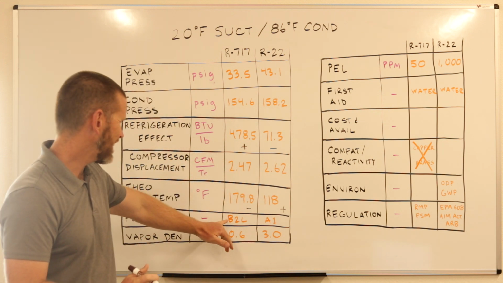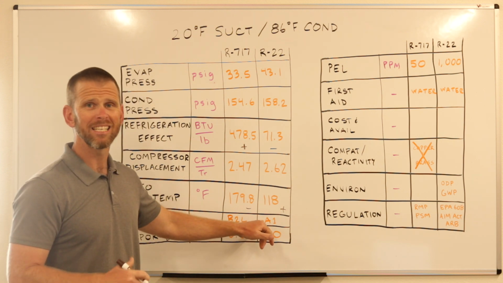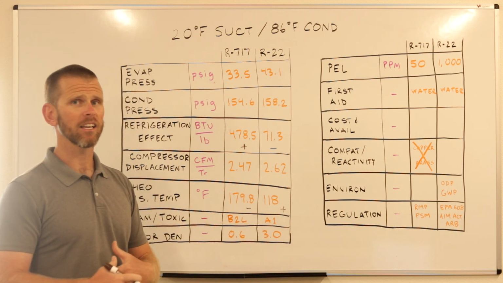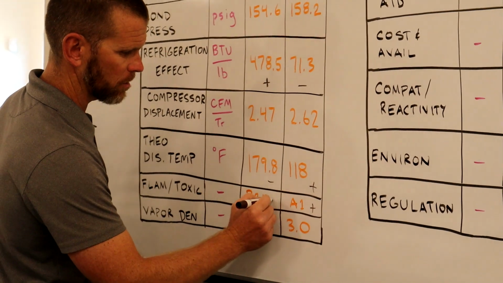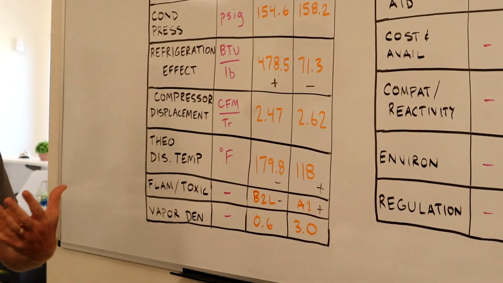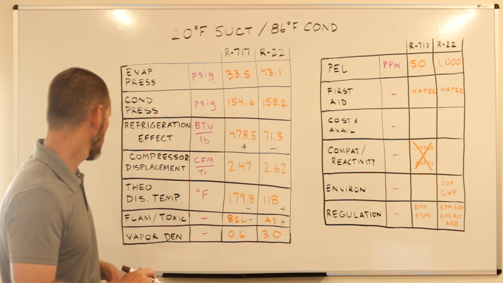So ammonia is toxic and somewhat flammable, whereas R22 is an A1, non-toxic and non-flammable. That's a big advantage to R22. In this case, I'll give it another plus. All things being equal, we'd love our refrigerants to be safe to work around, okay?